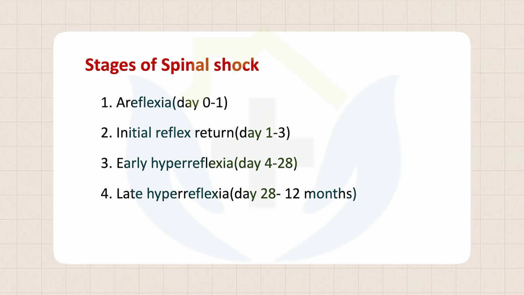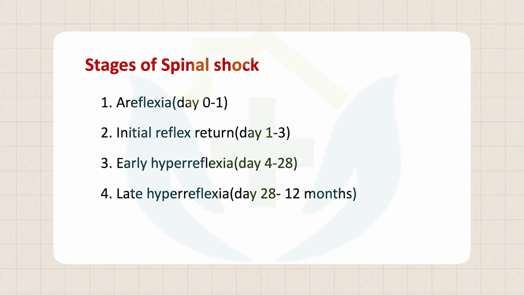Supposedly someone has a spinal cord injury at cervical spine C5, C6; below that level, the reflexes are absent. The bladder and the bowel are also areflexic, there is no sensation at all, and they are distended. You have to put a catheter for that purpose. The bowel is also distended, and the plantars are mute. There is no plantar response. After that, some initial reflexes return in 1 to 3 days, following which you get the early and then late hyperreflexia. Generally, by 28 days you get early, and after 28 days you get hyperreflexia.